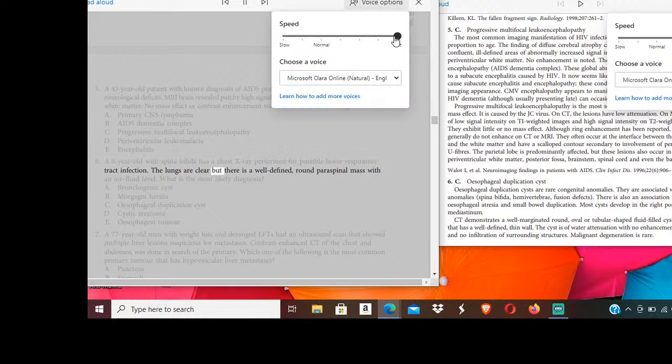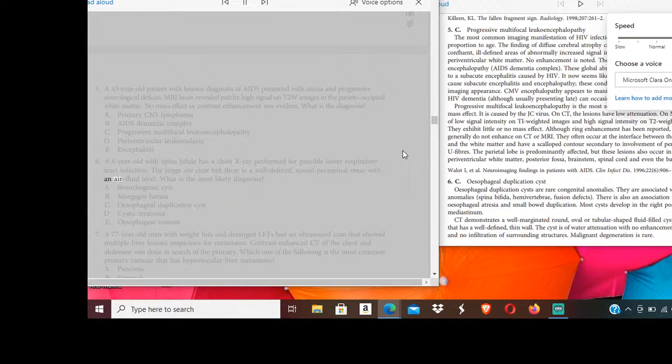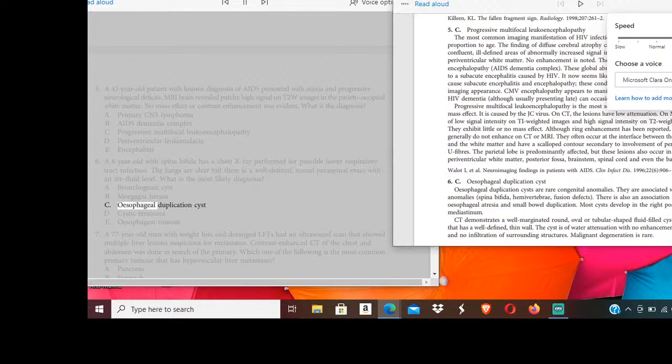The lungs are clear, but there is a well-defined, round paraspinal mass with an air fluid level. What is the most likely diagnosis? A. Bronchogenic cyst. B. Morgagni hernia. C. Esophageal duplication cyst. D. Cystic teratoma. E. Esophageal tumor.